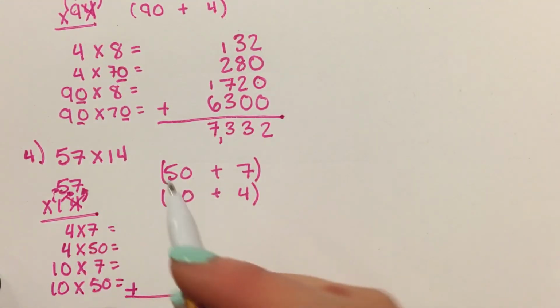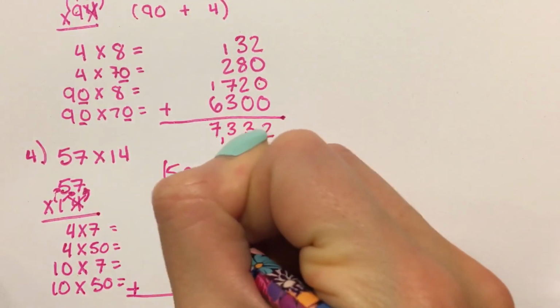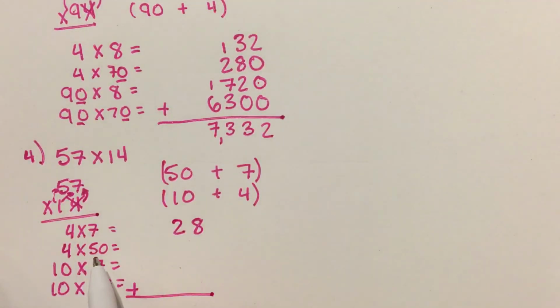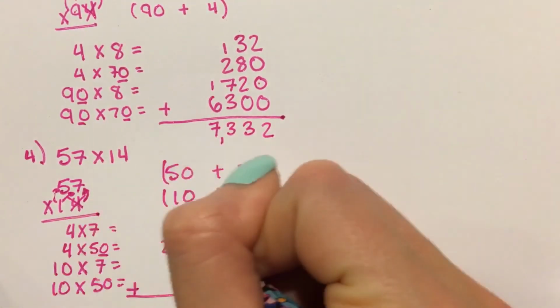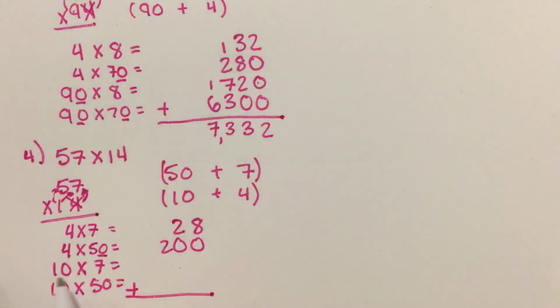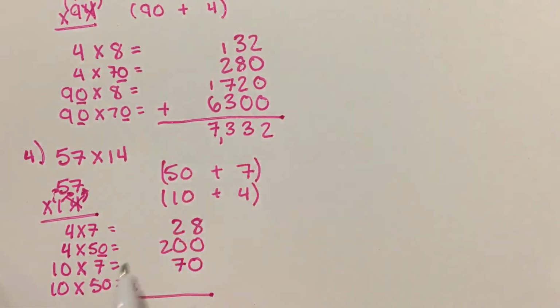So 4 times 7, 7 plus 7 is 14, 14 plus 14 is 28. Put your 28. 4 times 50. I don't know what 4 times 50 is, but I do know that 4 times 5 gives me 20. And I'm left with a 0. 10 times 7, I know straight off my head, that gives me 70.